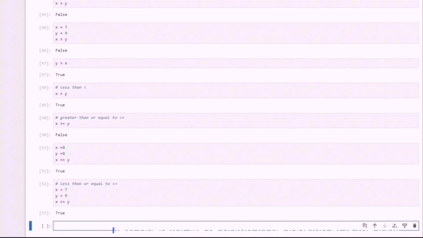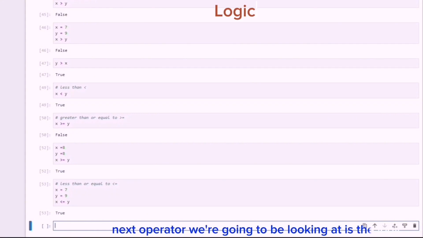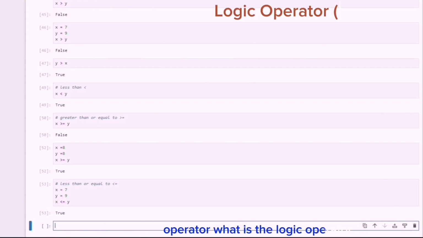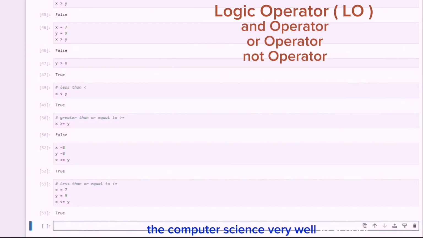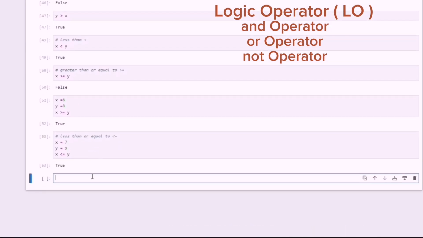Now, quickly, the next operator we're going to be looking at is the logic operator. What's the logic operator? These operators are used for decision making. Some of us who did computer science very well in school will know some of these operators, and basically there are three in Python. We have the AND, the OR, and the NOT. Quickly, let us begin to look at the AND operator.